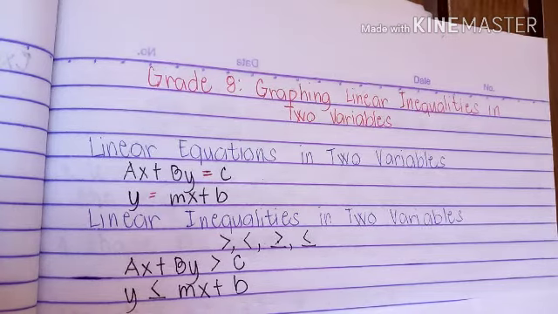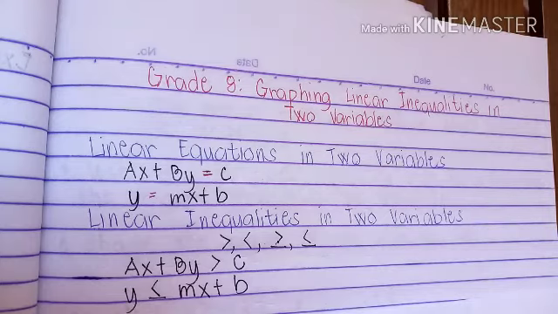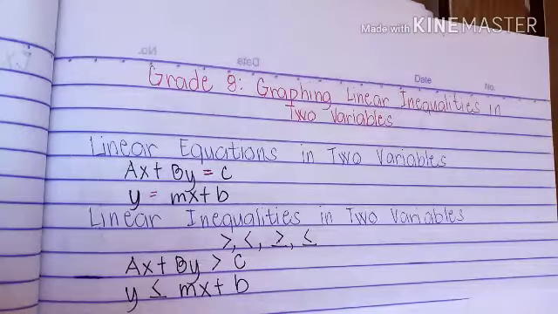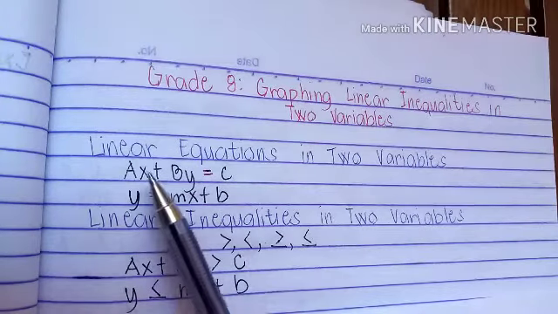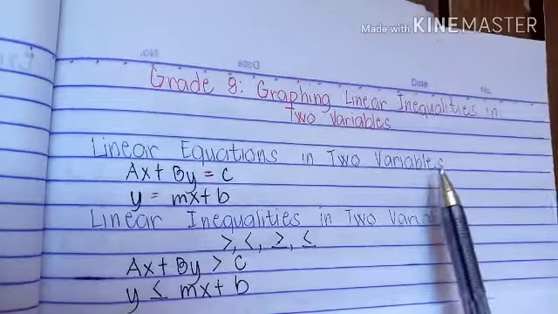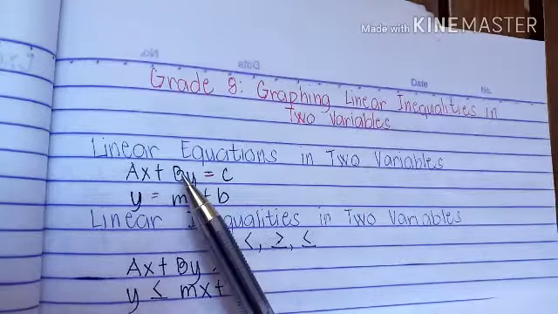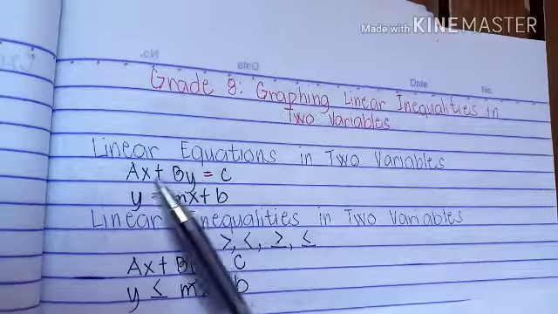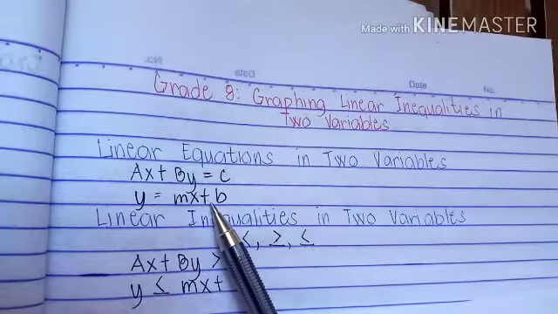Hello everyone. So our topic for this week is about graphing linear inequalities in two variables. But before we go there, let's try to have a review of our last topics. In our last topics, we've discussed linear equations in two variables, or what we call a linear function. Here, we have two forms: the standard form and the slope-intercept form.